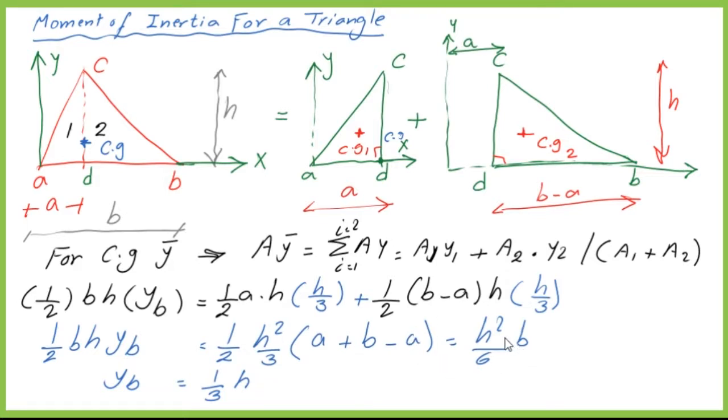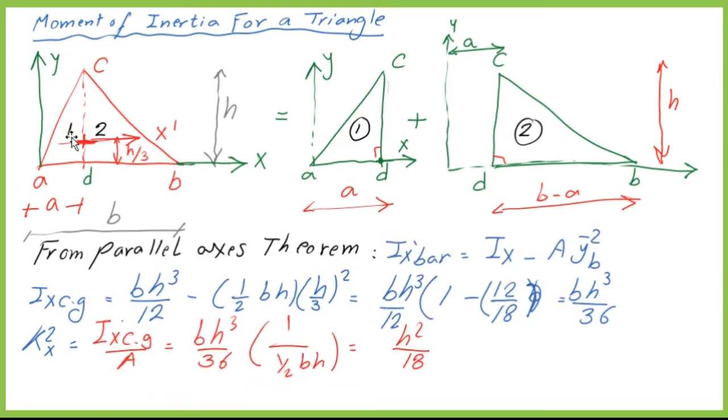So we get h squared b over 6. We have here b h and we have here b h squared. So we are left with 6 and 2. So our y bar equal to 1/3 of h. We will proceed to get the moment of inertia for the Ix.